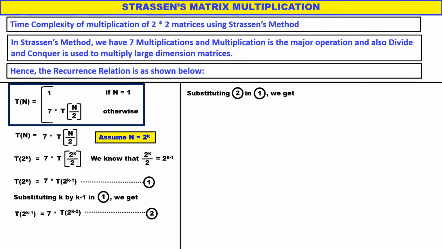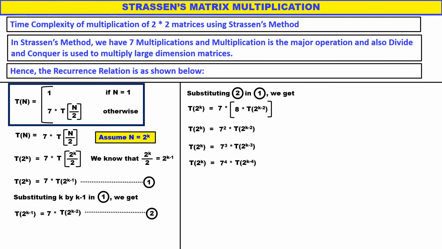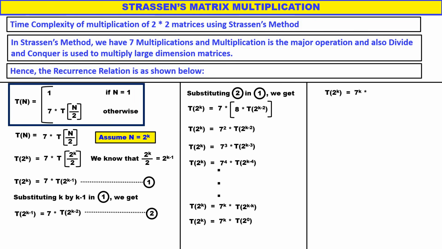Now, substituting equation number 2 for t of 2 to the power of k minus 1 in 1, we get, that is not 8 actually, this is a printing mistake, it is 7. So it should be 7 squared into t of k minus 2. Similarly, 7 cube into t of k minus 3. Similarly, 7 to the power of 4 into t of k minus 4. So like that, if you go on, it is 7 to the power of k into t of k minus k.